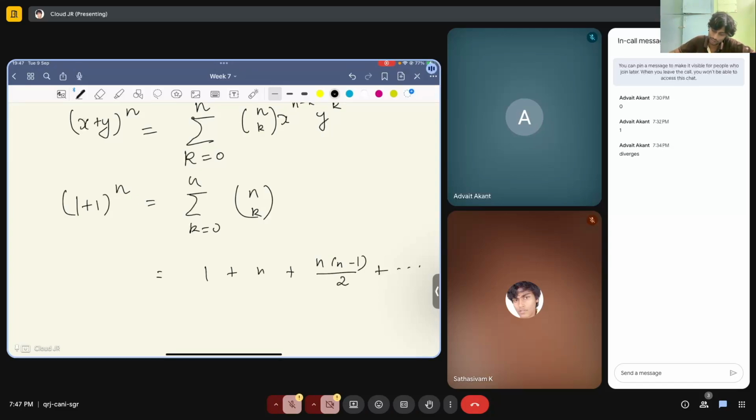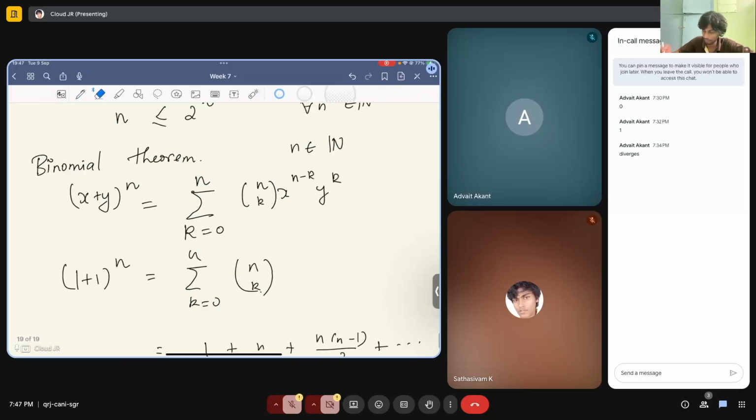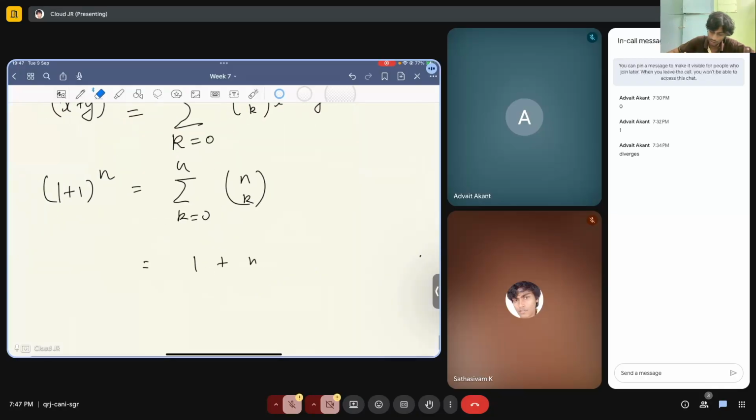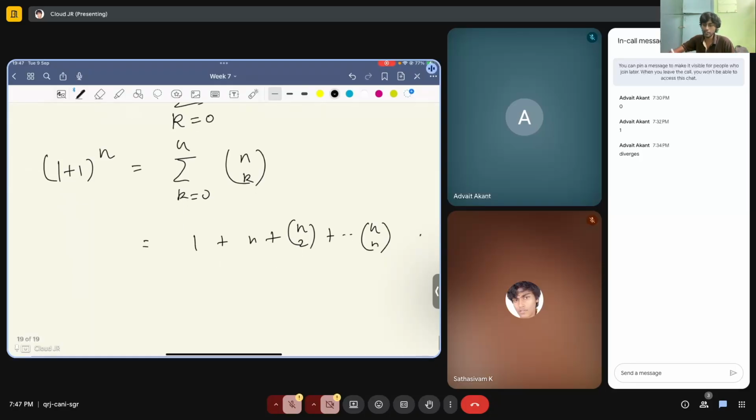Anyway, one thing you can observe is, maybe I will not write the first terms, I will write the second term as n choose 2, and the last as n choose n. So this is what we have, but here you observe this term is a positive number. Why is n choose 2 positive? Or for any purpose, let's say, why is n choose k positive?